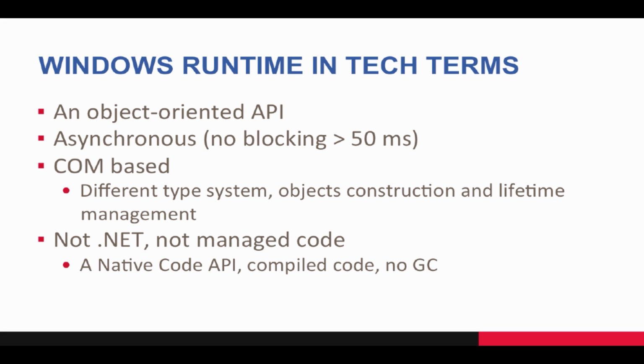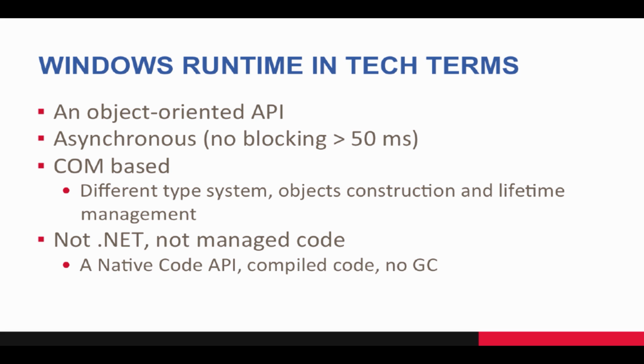Next area I want to focus on is Windows Runtime. So what is the Windows Runtime beside being the foundation of the new API, the new world of Windows from Windows 8 onwards? It's technically an object-oriented API with asynchronous operations, so you can't really block any API call for more than 50 milliseconds. It's technically based on a physical layout in terms of virtual method tables that matches the COM layout. However, it does not use the same type system or type libraries of COM, and it does not use the same object construction and lifetime mechanism of COM.